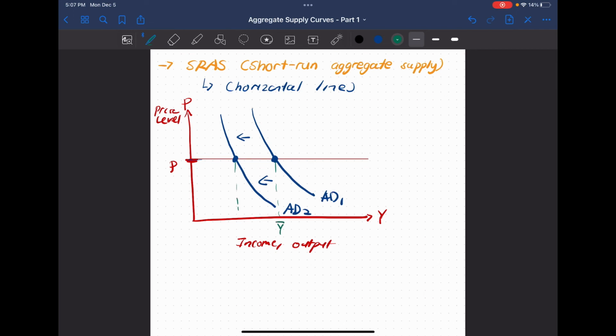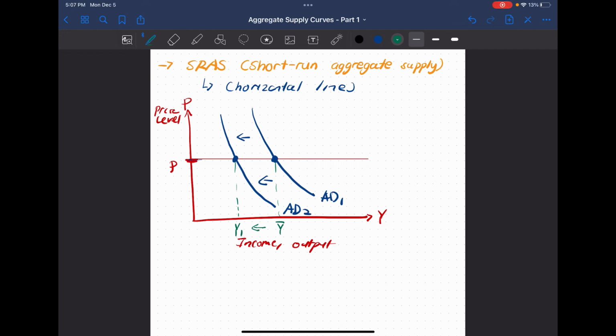So we can see that if there is a shock in aggregate demand, AD1 shifts leftwards to AD2, only the output changes but the prices remain constant because we assume that prices in the short run are sticky. So that is the idea of SRAS, short run aggregate supply, and long run aggregate supply.